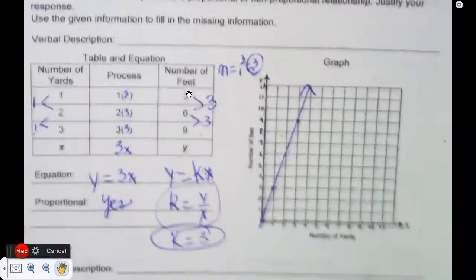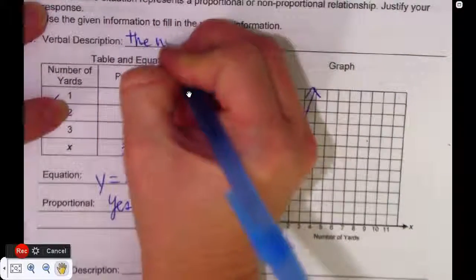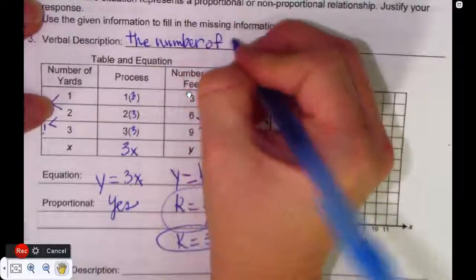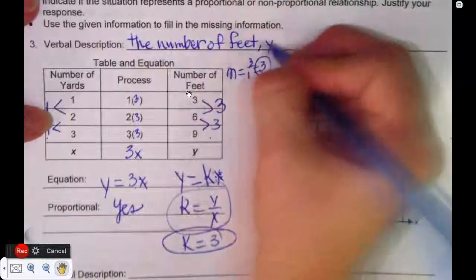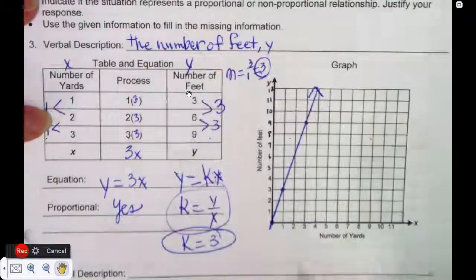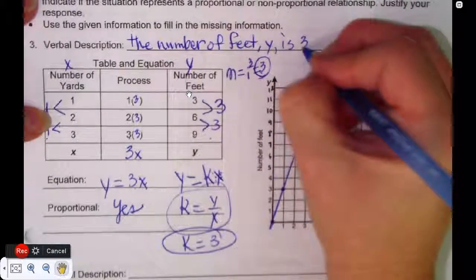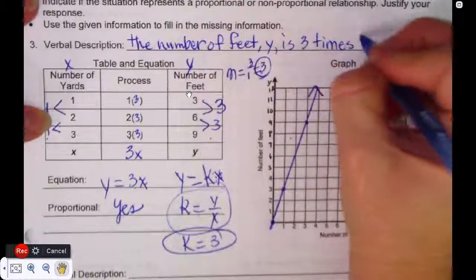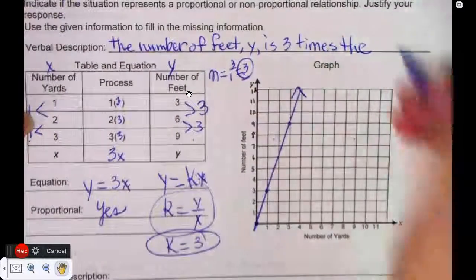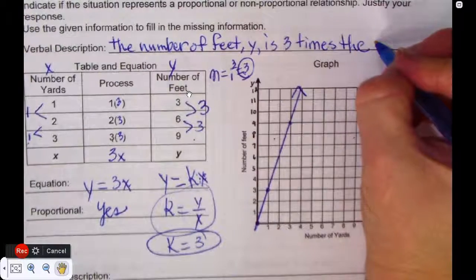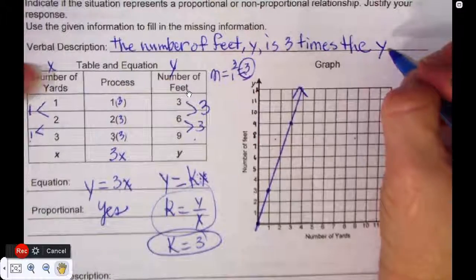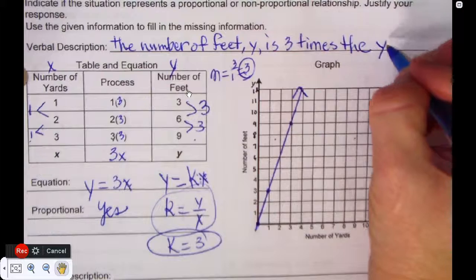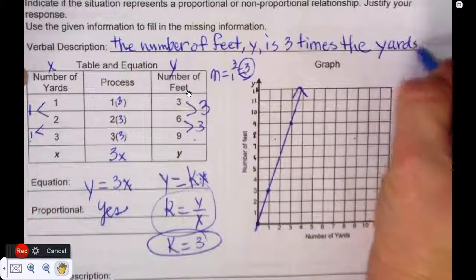Okay, the verbal description. I'm just going to write it to save time. The number of feet, which is what variable? X or Y? Y. The number of feet Y is 3 times the what? X. Which is what? Right here. What's the X? Number of yards. Okay. The yard times the yards X.